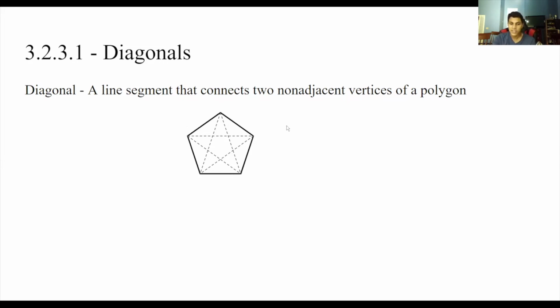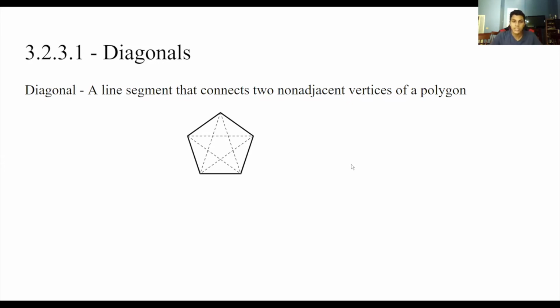All right, so the diagonal connects 2 non-adjacent vertices. This 5-sided shape, which is a pentagon, just happens to have 5 diagonals in it. But there's not always as many diagonals as there are sides in a polygon. This one just happened to be 5 sides and 5 diagonals. Some will have more diagonals than sides, and some will have less diagonals than sides, though.